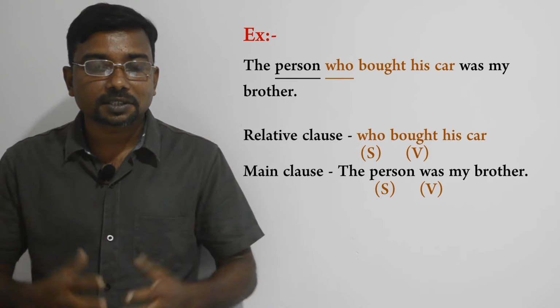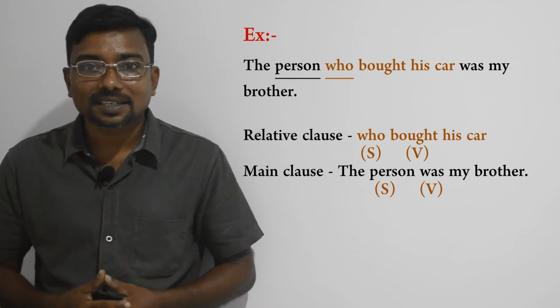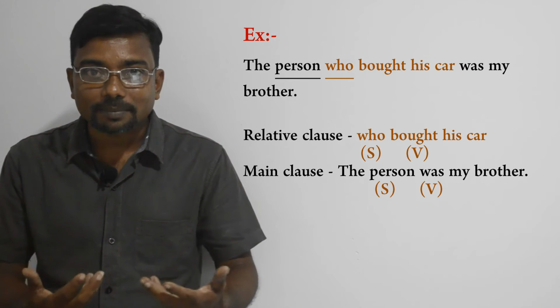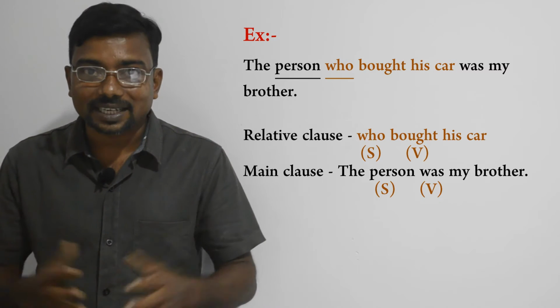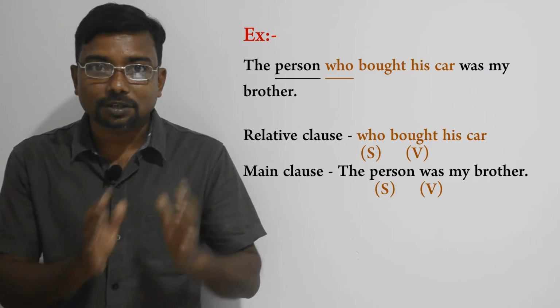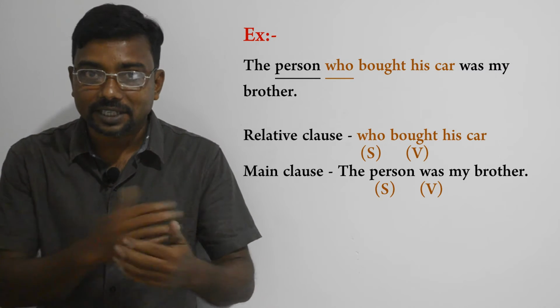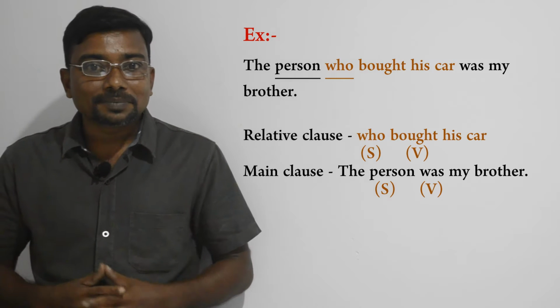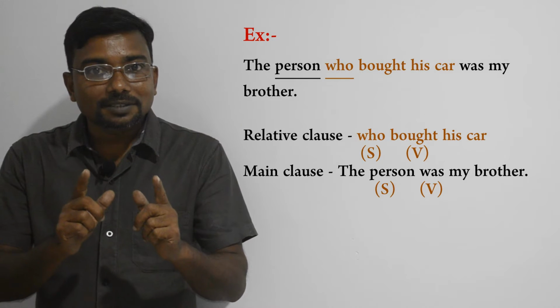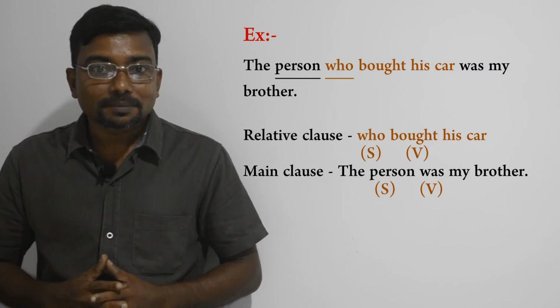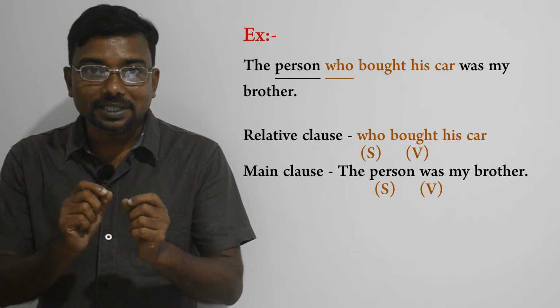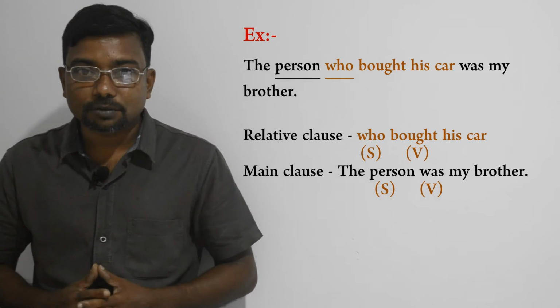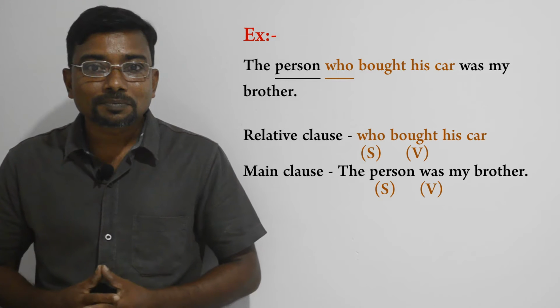Who bought his car? This is a dependent clause because it cannot stand alone by itself to express its complete idea. It always comes with the main clause or the independent clause to convey its complete idea. This clause we can also call a relative clause because it begins with the relative pronoun who.